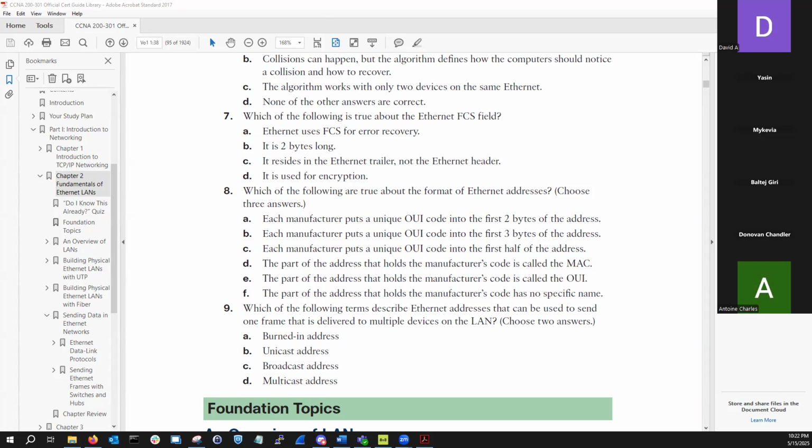I said B. Each manufacturer puts a unique OUI code into the first 3 bytes of the address, which is hard coded by the manufacturer. I'm going to assume that an Ethernet address, I think we're talking about a MAC address, and I'm pretty sure it is the first 3 bytes of the MAC address. Yeah, I do think it's B.